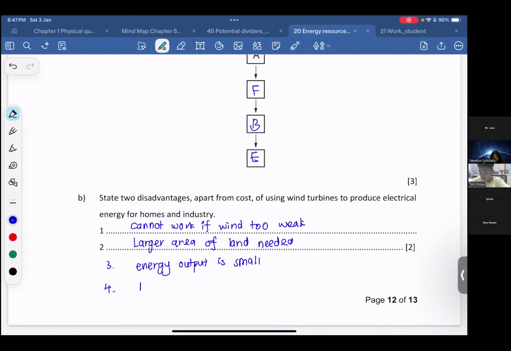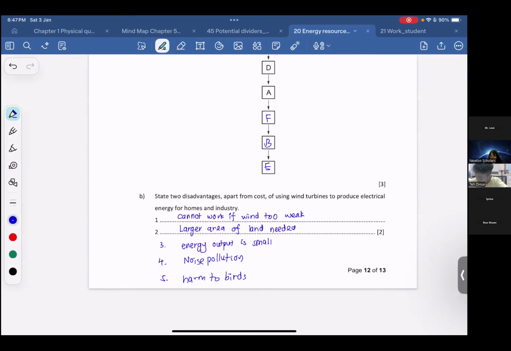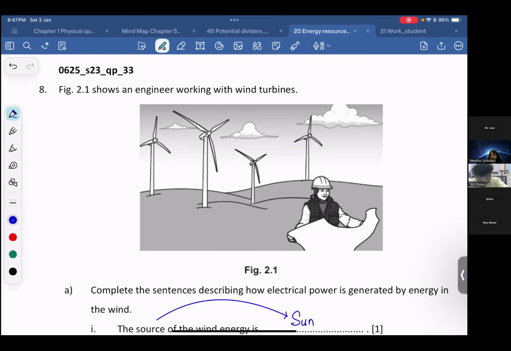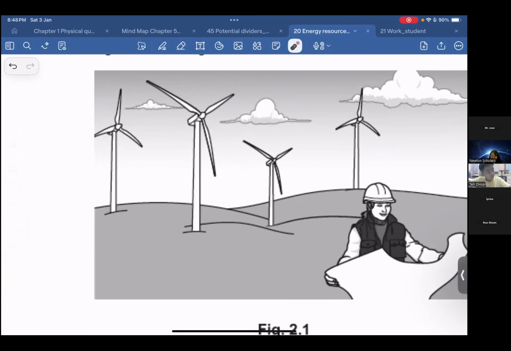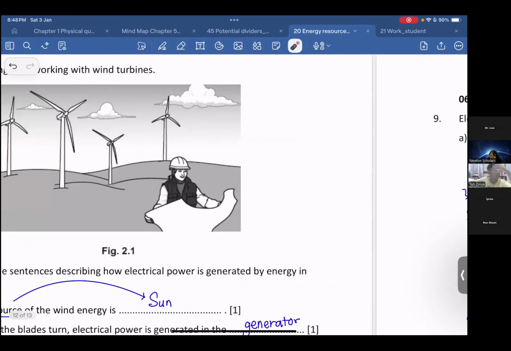Okay, what else? Number four, yes, just now you mentioned noise pollution. One more, we can say harm to birds. As I told you, from the diagram we cannot know. It seems like just a very small wind turbine, but actually if a human is standing there, the human is so small. That means this one is very high. The bird will fly and then get hit by the blade and die. That is the problem.